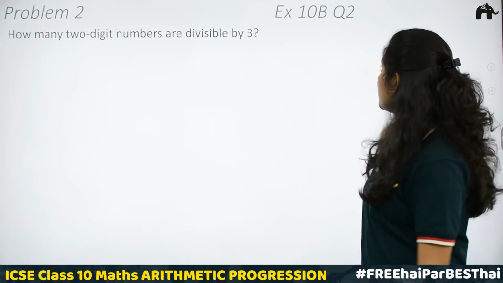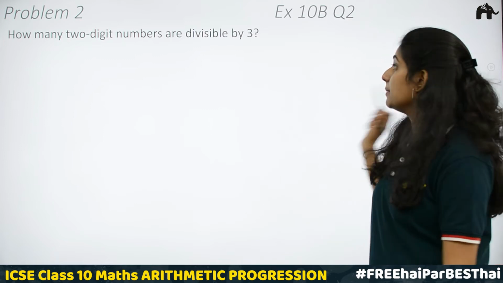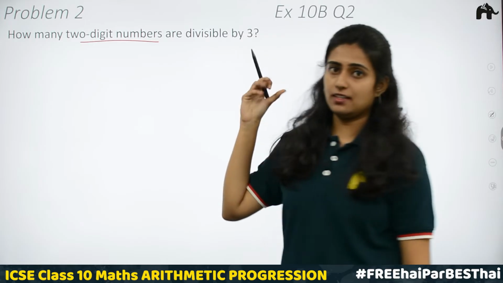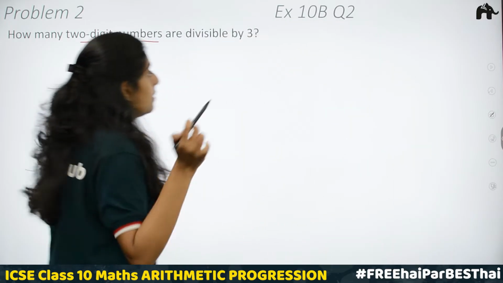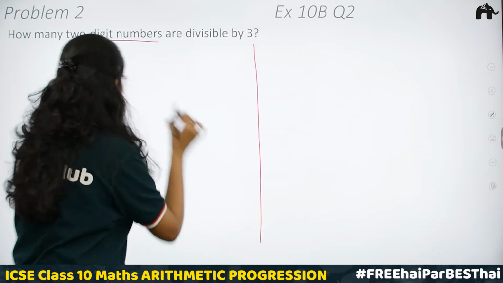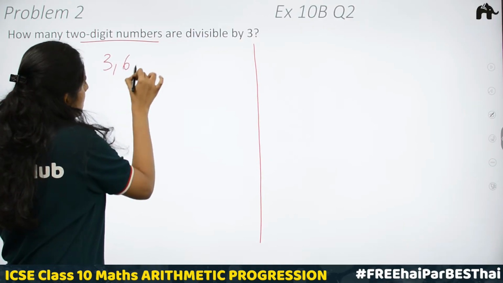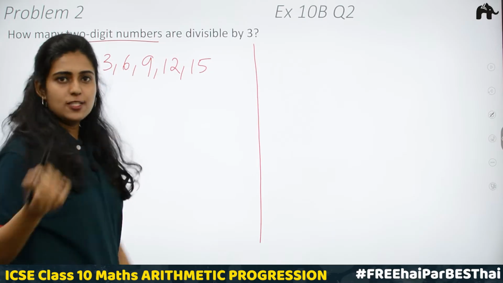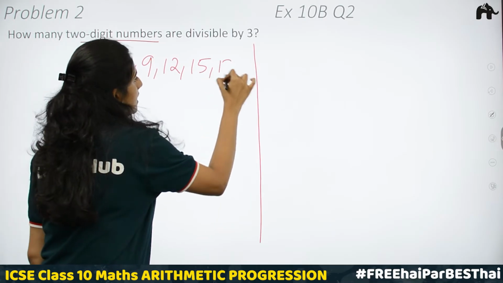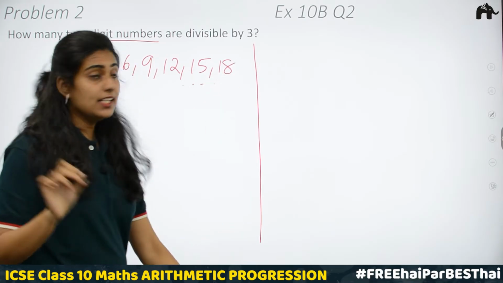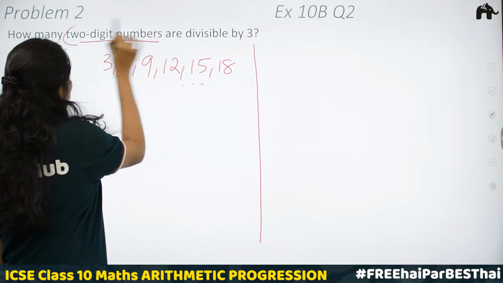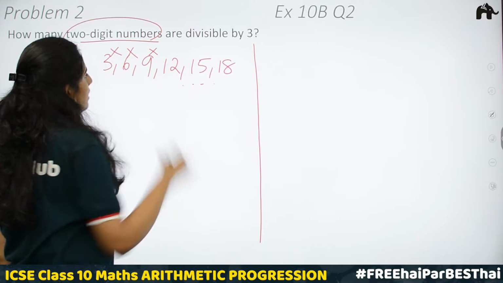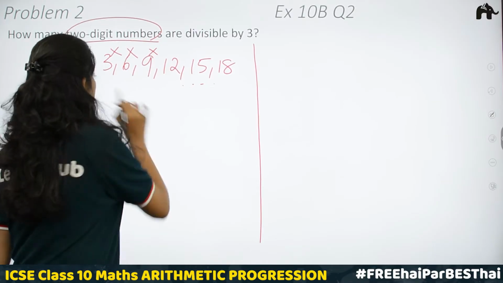Problem number 2, question 2 of exercise 10B. How many 2-digit numbers are divisible by 3? What are the numbers divisible by 3? We will be having 3, 6, 9, 12, 15, tables of 3, 18, etc. Now, the condition is we need only 2-digit numbers. Here 3, 6, 9, they are not 2-digit numbers.